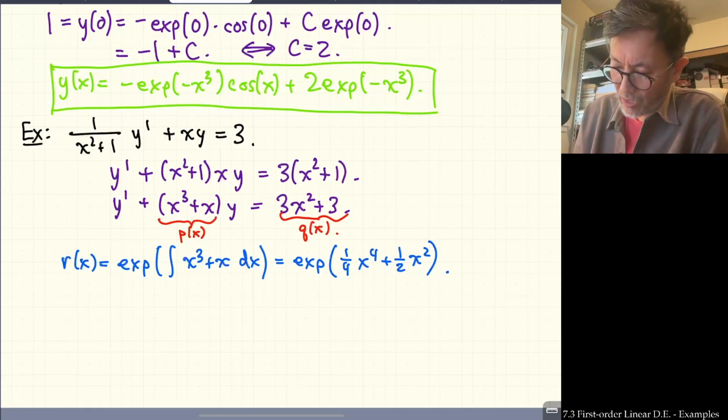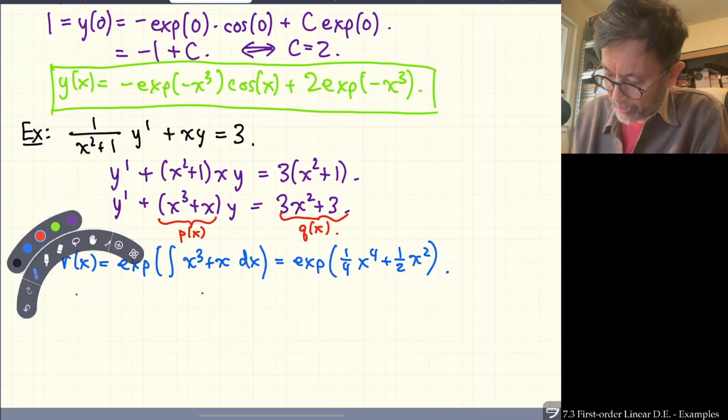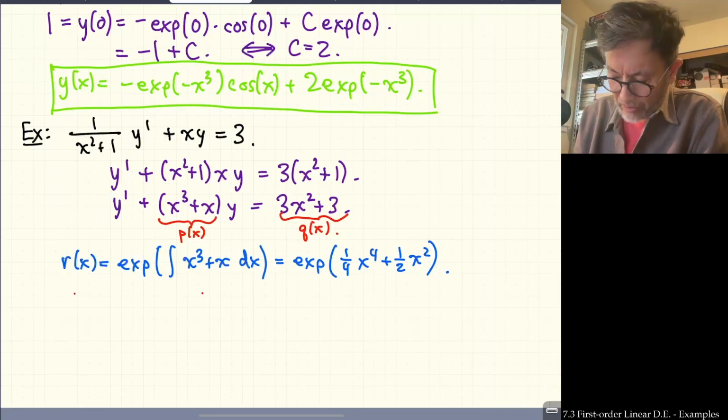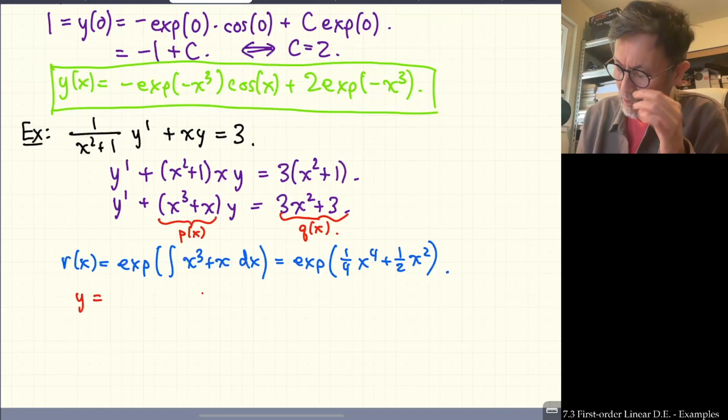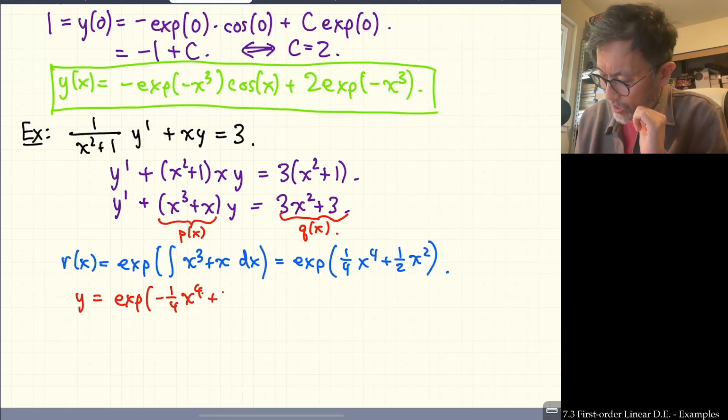And what I end up with is that y is equal to 1 over r, so the negative of this, so exp of negative 1/4 x to the 4th plus 1/2 x, oh no, minus 1/2 x squared. Be careful with your minus signs.